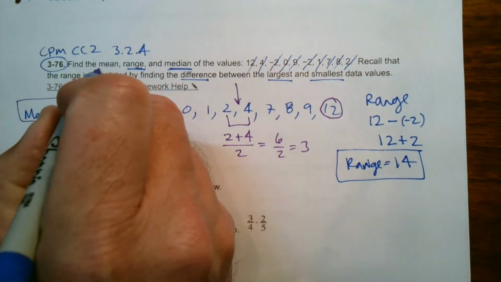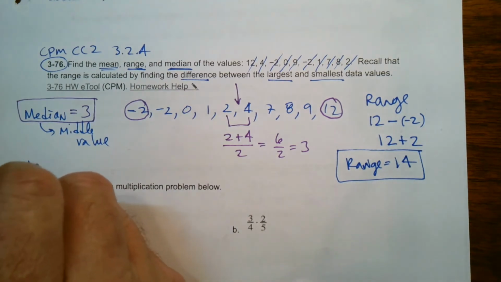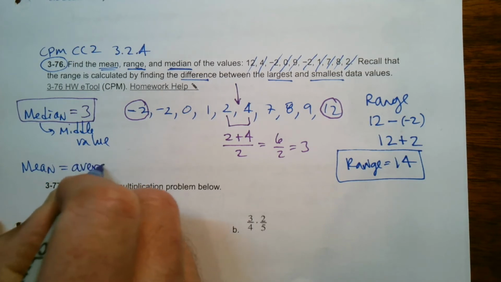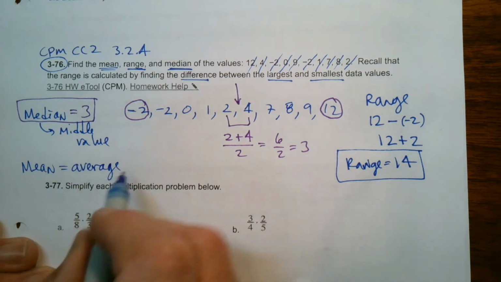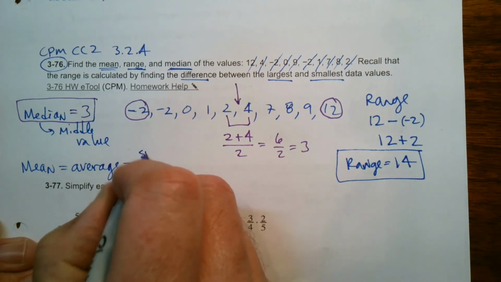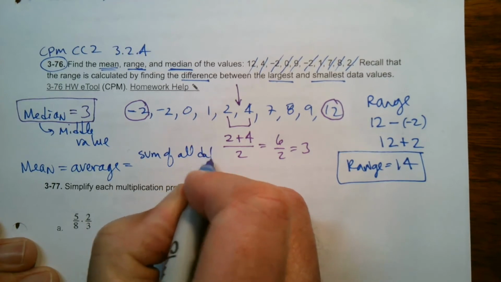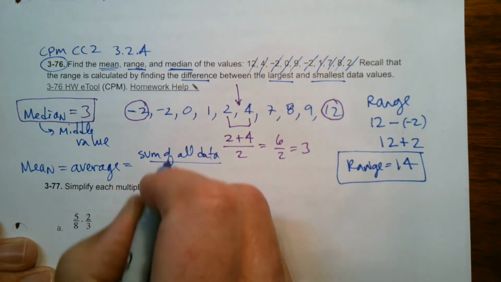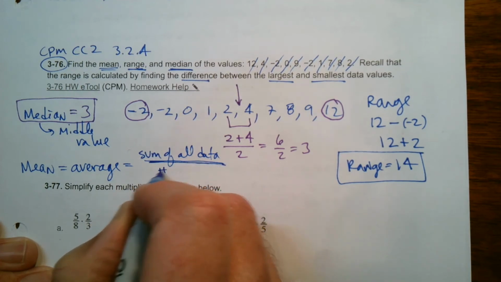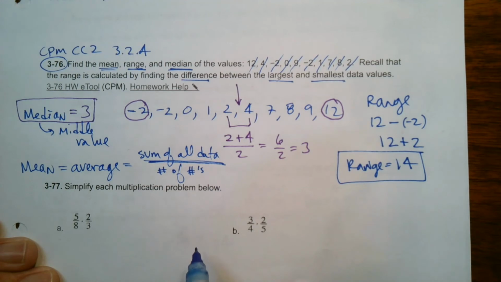Last piece of data that I need to calculate is my mean. And remember, mean is another word for average. So how do you find the average of the data? You find the sum of all data, right? Sum of all the numbers, and then you divide by the number of numbers, the number of data.